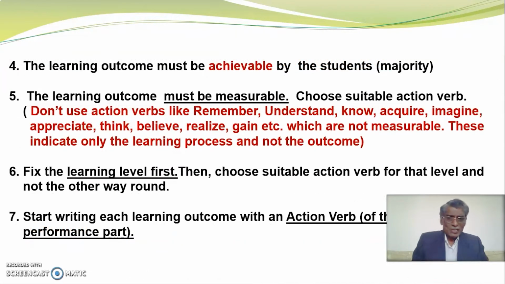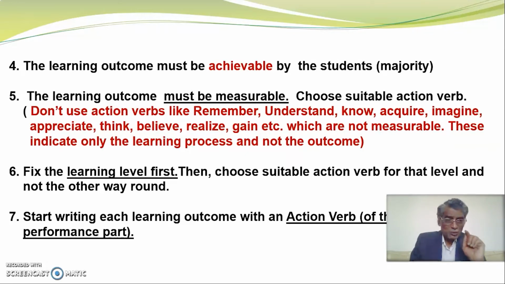Then the fourth guideline, the learning outcome must be achievable by the students, the majority of the students. At the first year undergraduate level itself, you cannot put create. It cannot be achieved by the majority of the students. You can put at apply level and analyze level. That is the meaning. The learning outcome must be measurable.